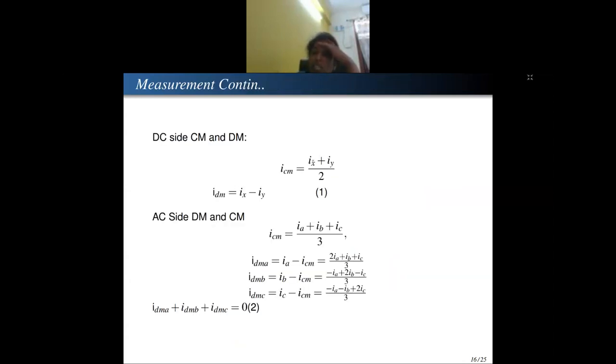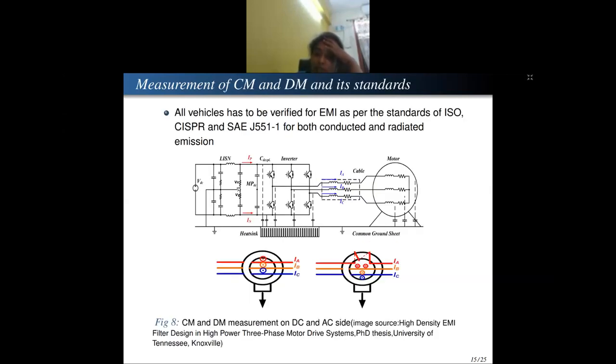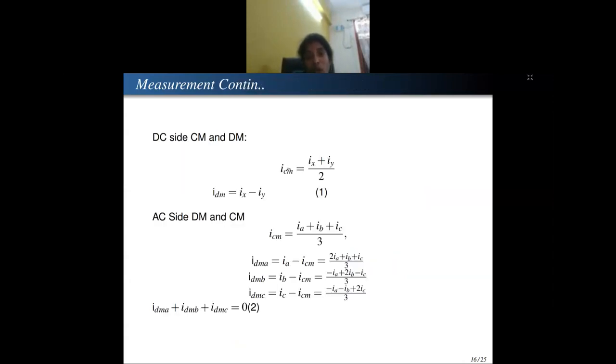It is (Vx plus Vy) by 2. If you want the current, you divide by 50 because this resistance value will be 50. A 50 ohm resistance would be there by standard. They have already calibrated and found which values of resistances and capacitances would be sufficient for overall systems. So ICM is (Ix plus Iy) by 2, which is the same as your definition of common mode voltage for a two-wire system. And IDM is Ix minus Iy.